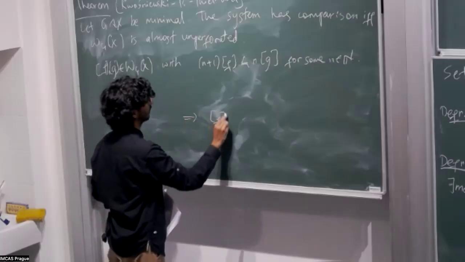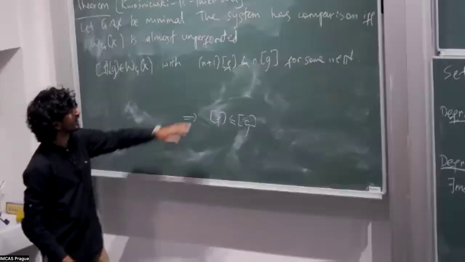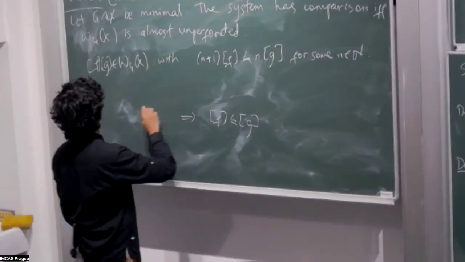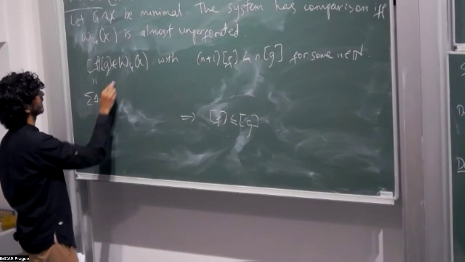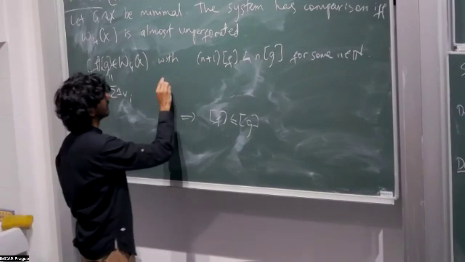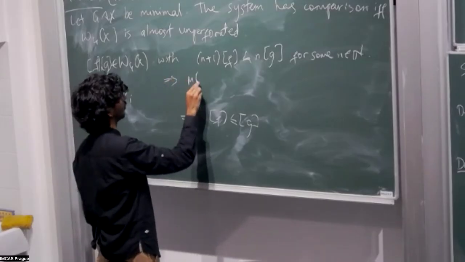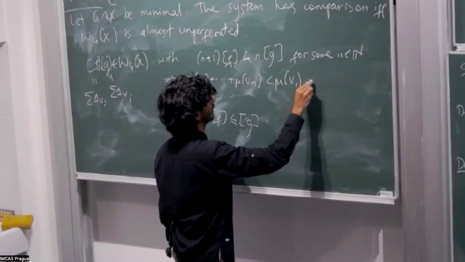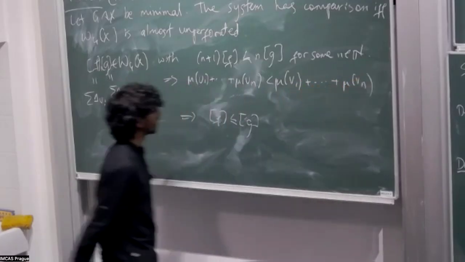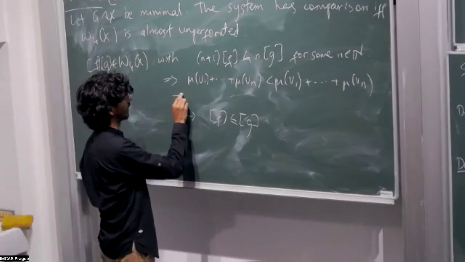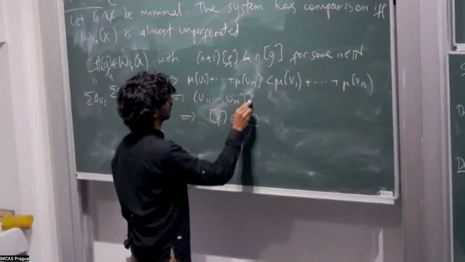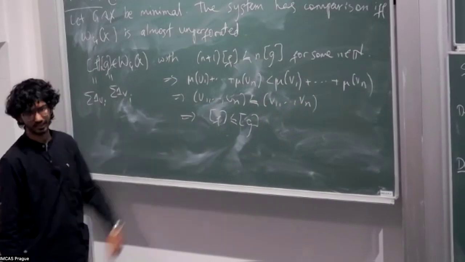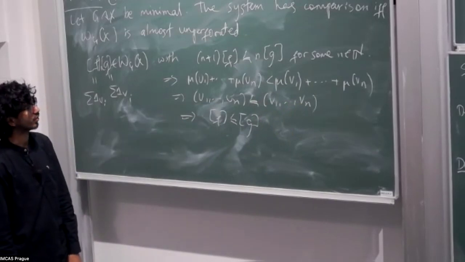This implies F is less than G, right? But it's in this n-fold amplification system. If F was written as 1 over ui, and G was written as 1 over vi, this would mean that mu of u1 through mu of un is less than mu of v1 through mu of vn. And this, by comparison, would imply that, from the previous lemma, u1 through un is dominated by v1 through vn. And this is exactly F and G. So this is the result.